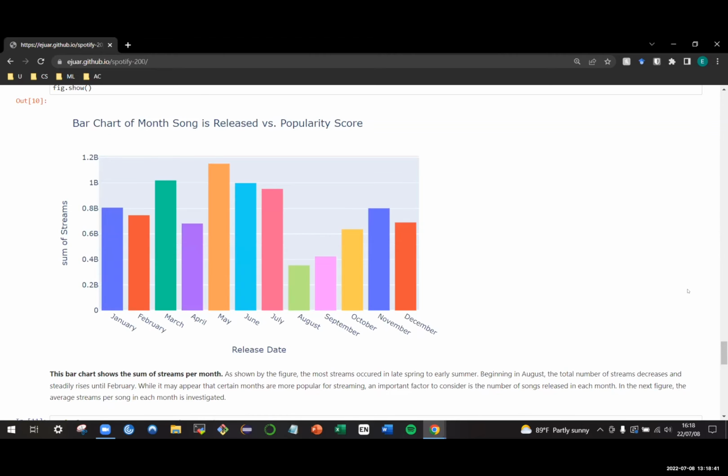This bar chart shows the sum of streams per month. As shown in the figure, the most streams occurred in late spring to early summer. Beginning in August, the total number of streams decreases and steadily rises until February. While it may appear that certain months are more popular for streaming, an important factor to consider is the number of songs released in each month. In the next figure, the average streams per song in each month is investigated.